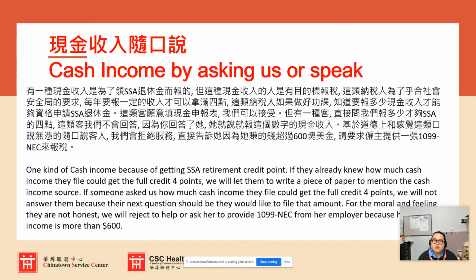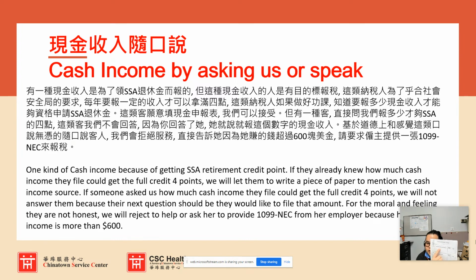They need to ask Social Security about those incomes. They cannot ask us. If they're asking us, we don't answer them. If they do fully research about that, we just let them fill out this form. Yes, this form again is very useful for the person who gets a 1099 NEC.